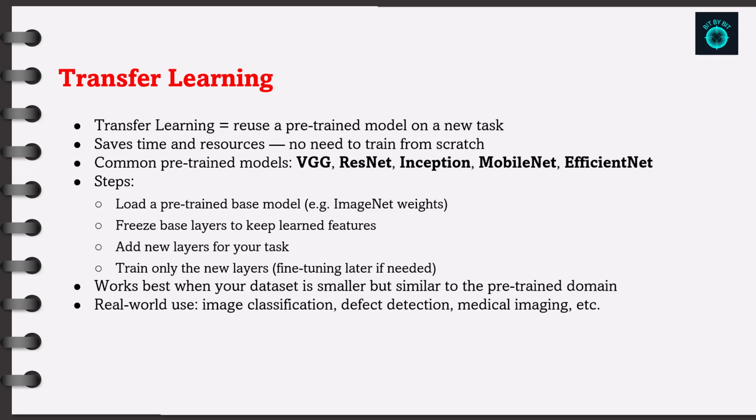The process is simple. Step 1. Load a pre-trained model with its existing weights. Step 2. Freeze most of the base layers so that their weights don't change during training. Step 3. Add your own custom layers on top that fit your specific task. Finally, train only these new layers first, and later, fine-tune the deeper layers if you need extra accuracy. Transfer learning saves enormous amounts of time and computing power, and it's one of the most common techniques used in real-world AI jobs, especially when working with limited data.